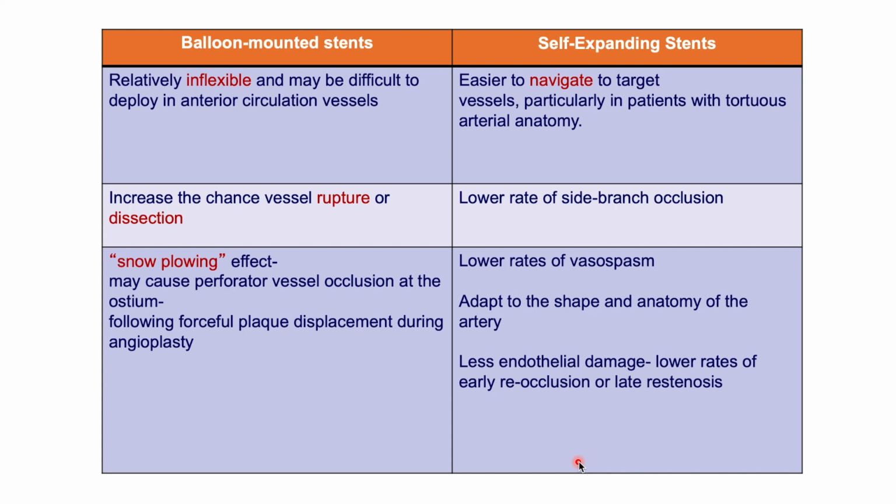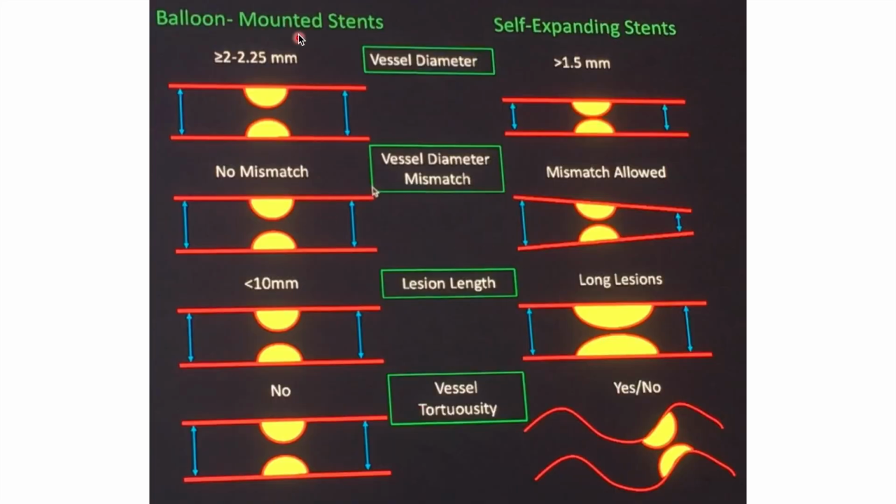Whereas the self-expanding stents are more navigable. They're easy to navigate. They have a low rate of side branch occlusion. They have a low rate of vasospasm, and they cause less endothelial damage. So balloon-mounted stents are suitable if the vessel is at least 2 millimeter in diameter, there is no mismatch of the vessel size, the lesion length is less than 10 millimeters, and there is no vessel tortuosity, whereas self-expanding stents are good even for a 1.5 millimeter vessel. The vessel mismatch does not bother it. Long lesions can be covered, and it's good for tortuosity as well.